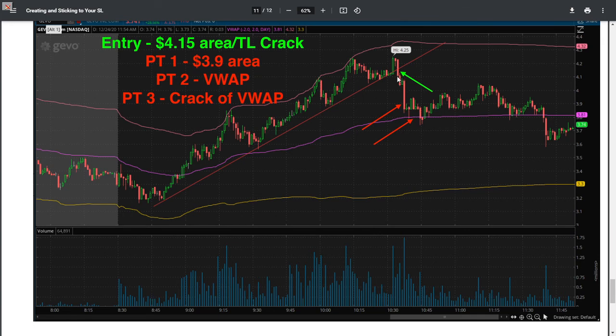So crack of the trend line here. 410, 415 entry. Whammy, 390, 390, 390. You can see why 390 is my first cover area. Upper shadow, lower shadow, kind of a sandwich right in here. That is my first area to cover.